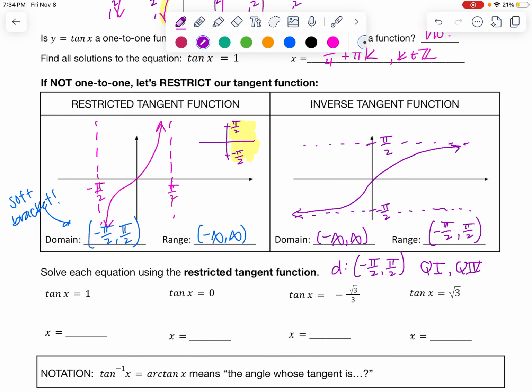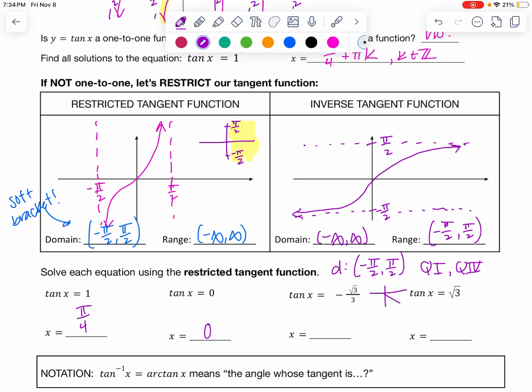So you're going to ask yourself, what values of x give me a tangent of 1? This is just my pi over 4. And then what values of x give me a tangent of 0? This is just 0. What values of x give me a tangent of negative radical 3 over 3?